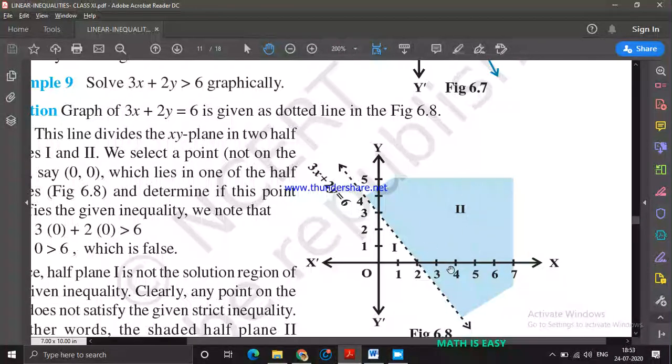For example, (4, 2) lies in part 2. Here is the point (4, 2). X is 4, y is 2. So substitute in this inequality: 3 fours are 12, plus 2 twos are 4. Sorry, 12 plus 4, 16. 16 is greater than 6, yes. So that means my solution is part 2. If I take, for example, (1, 1).